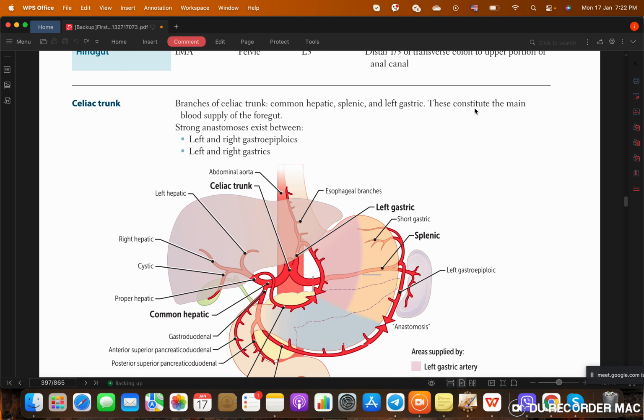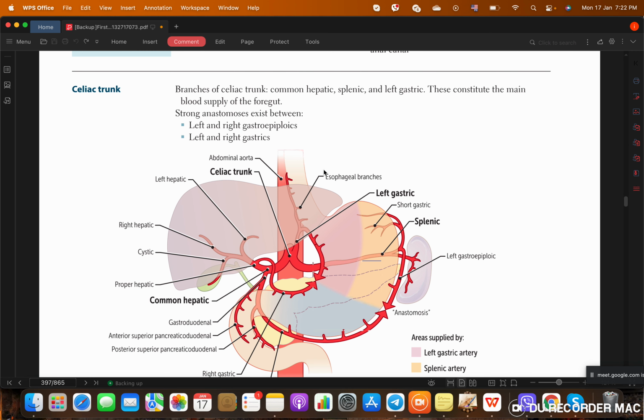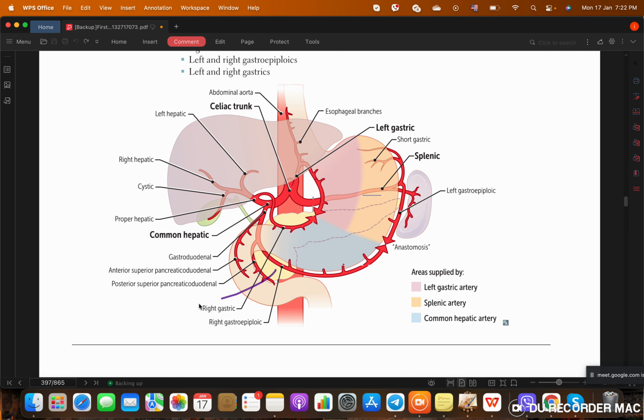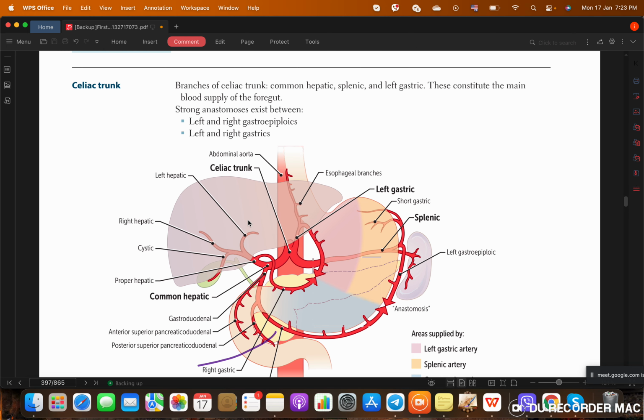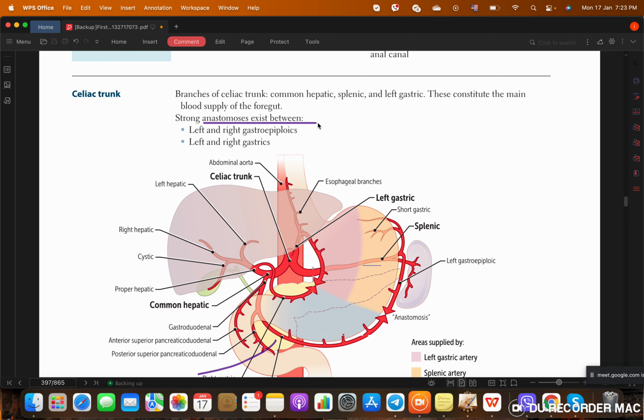So these constitute the main blood supply to the foregut. Remember, the foregut was all the way until the duodenum, the upper portion of the duodenum. We have a strong anastomosis that exists between two areas. Why do they mention strong? They are telling us it's strong. For us, it's a different way of telling us, well, this is not a watershed area, okay?